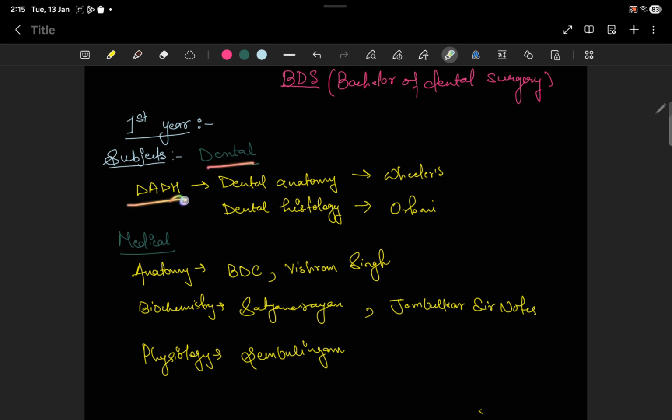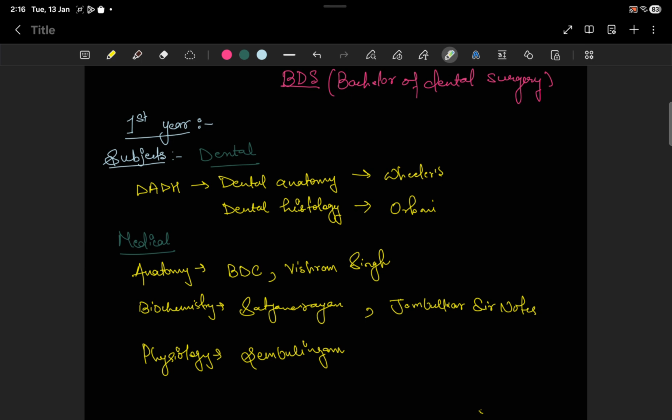In your dental subjects, there is a subject called DADH, dental anatomy and dental histology. Dental anatomy contains the morphology of the tooth, tooth eruption, the appearance of all the teeth, and the occlusion of teeth. Everything about the tooth morphologically will be in dental anatomy. The book recommended for dental anatomy is Wheeler's. It is a standard book. The language can be a little difficult to understand, but Wheeler's is one of the best works that can make your dental anatomy very good.